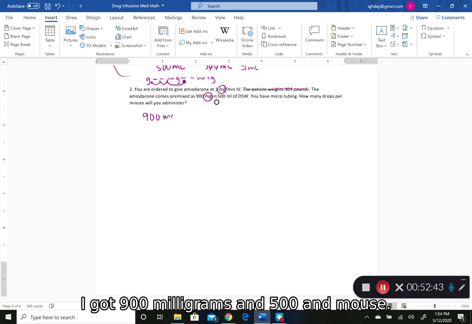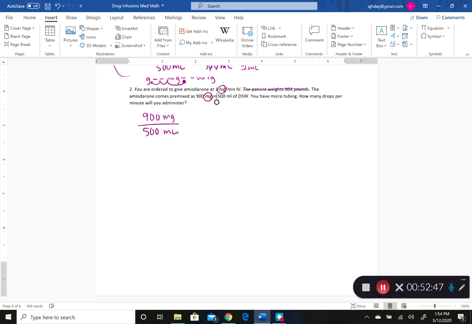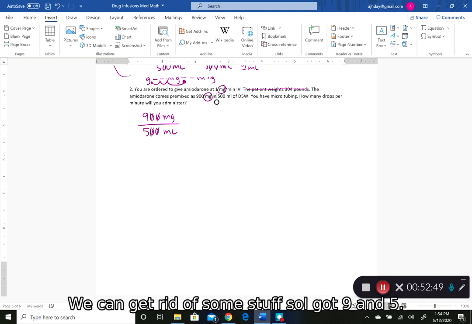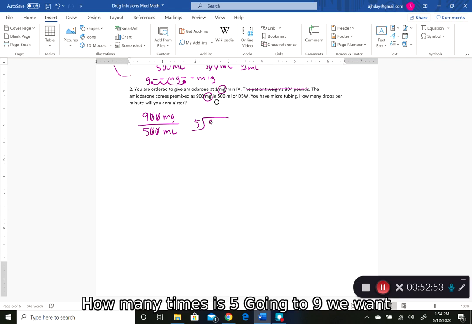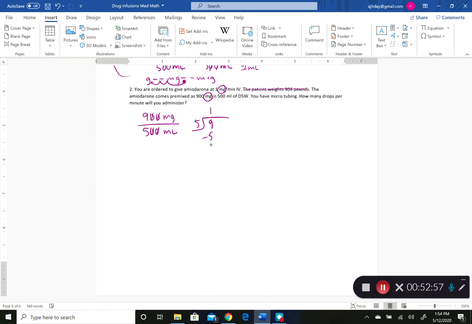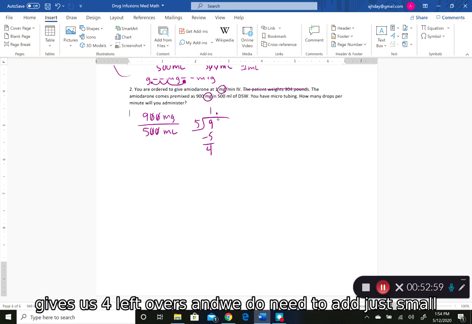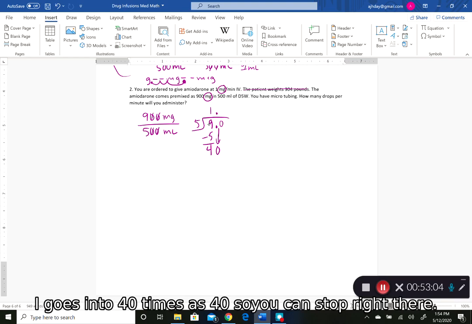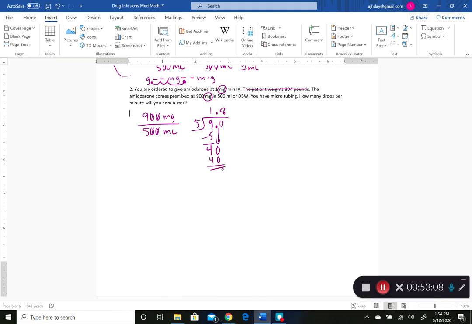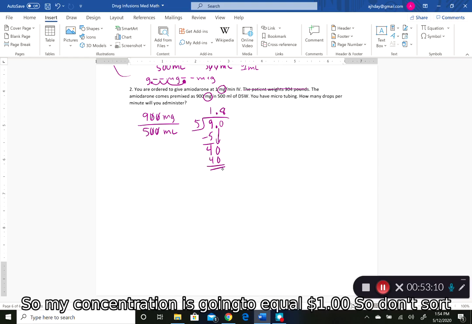I've got 900 milligrams and 500 mLs. We can get rid of some stuff, so I got 9 and 5. How many times does 5 go into 9? Once. Gives us 4 left over, so we do need to add a decimal. 5 goes into 40, 8 times, which equals 40, so we can stop right there. So my concentration is going to equal 1.8.